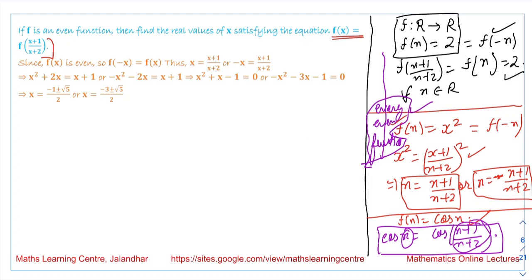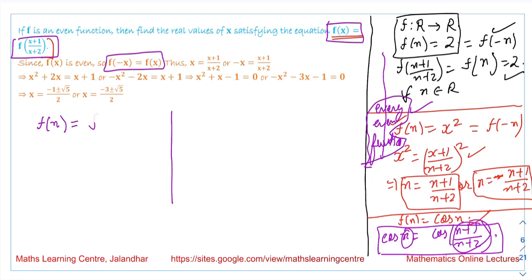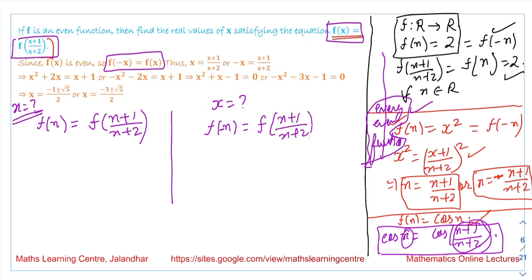So if we again look at this function over here, first of all it is an even function, so f(-x) = f(x), and second, f(x) should be equal to f(x + 1)/(x + 2). So the function should satisfy this; we want to calculate those values of x for which f(x) is equal to f(-x), which is equal to (x + 1)/(x + 2).